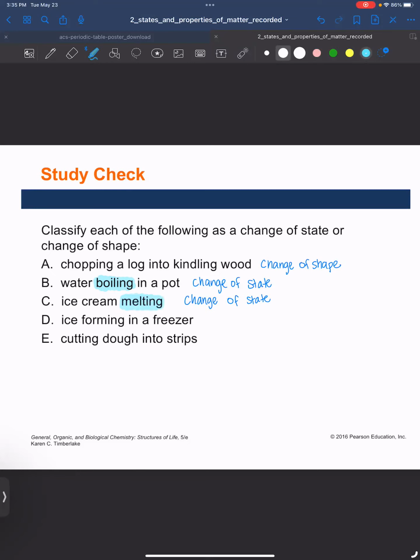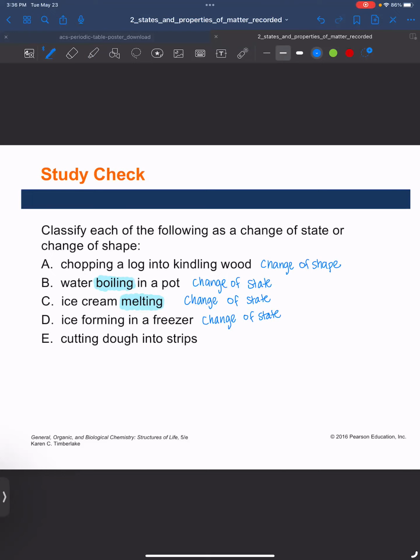Ice forming in a freezer. Excellent. That's also change of state. So when we put, for example, our ice cube tray in the freezer, initially the water is a liquid, but then eventually it turns solid. So that's the change of state.